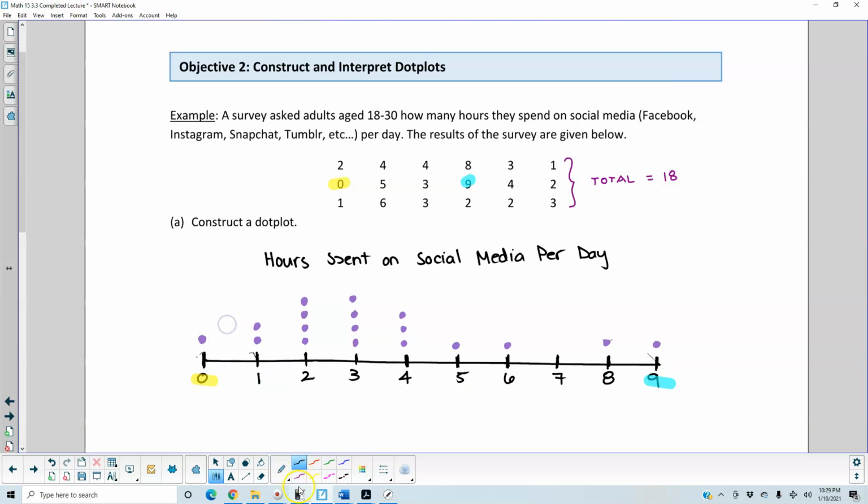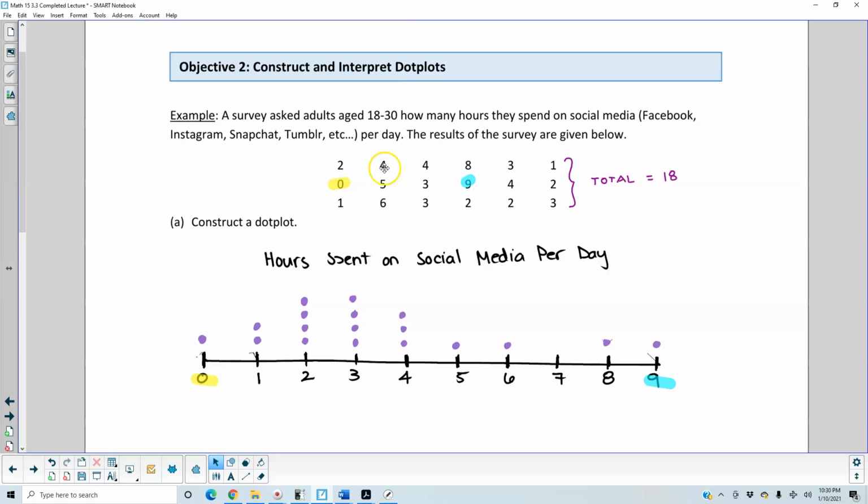Now we're going to put a dot for how many there are for each particular number of hours. So how many zeros do we have in this category? Well, we have 1, so we put 1 dot there. How many 1s do we have? We have 1 and then 2, so we have 2 dots. How many 2s do we have? We have 1, 2, 3, and 4, so we have 4 dots for 2. How many 3s do we have? We have 1, 2, 3, 4, so we have 4 dots for 3.